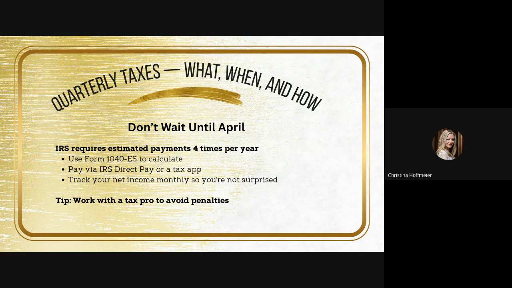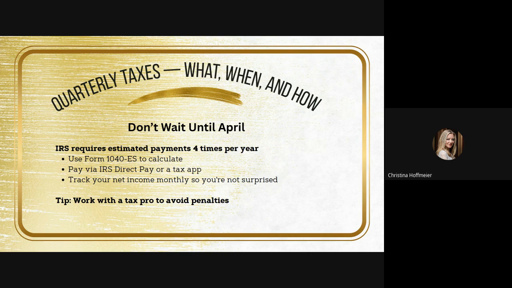All right, the IRS requires estimated payments 4 times a year. So use Form 1040-ES to calculate what you owe. Pay via the IRS Direct Pay or through a tax app. And track your net income monthly so you're not surprised. Okay, definitely work with a tax pro to avoid penalties and additional interest because we all know that we don't want to pay more than we have to.